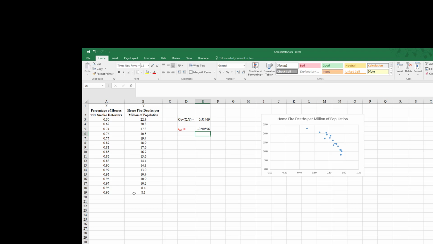So I would say that this correlation coefficient shows there's a very strong relationship between the percentage of homes with smoke detectors and the home fire deaths per million of population. So the larger the percentage of homes with smoke detectors, the fewer the deaths per million.